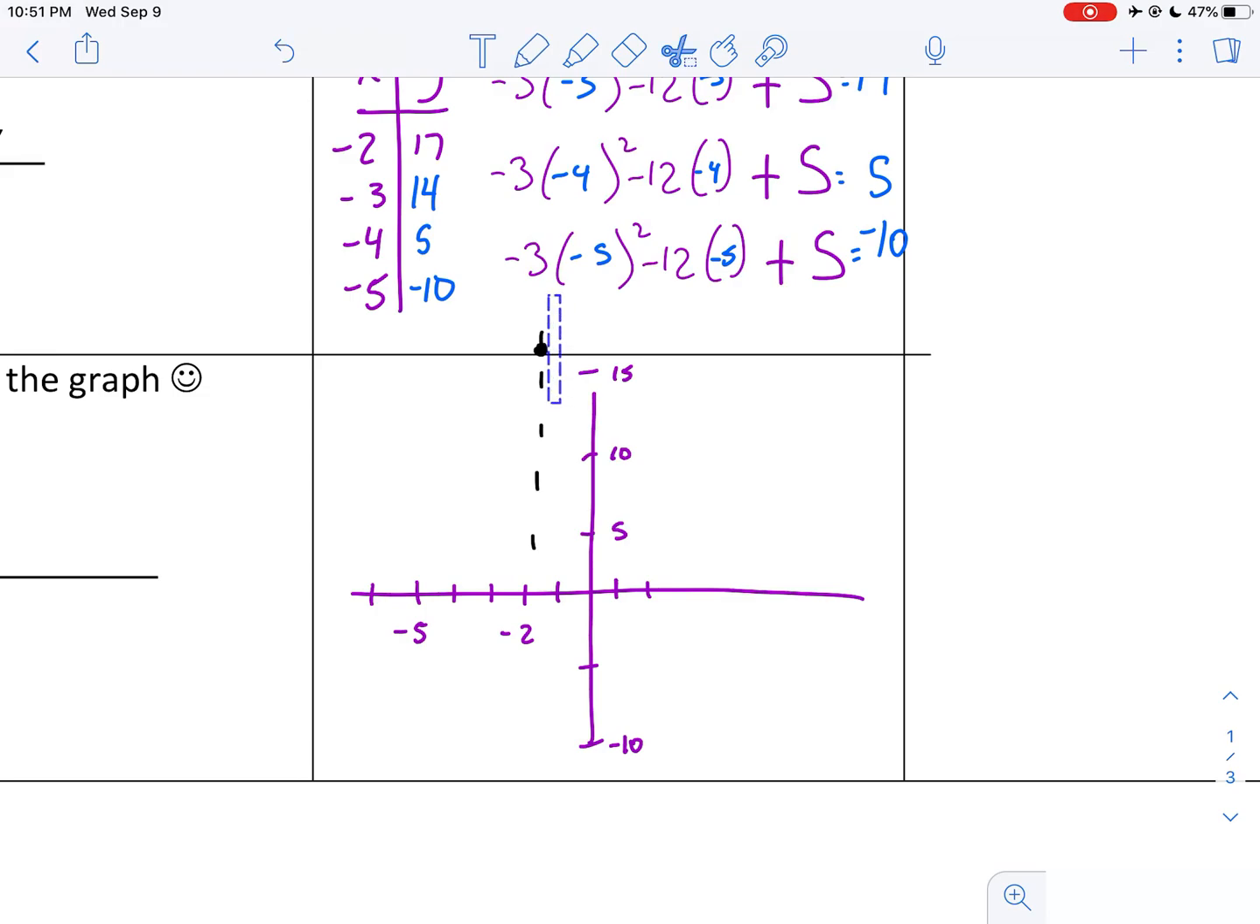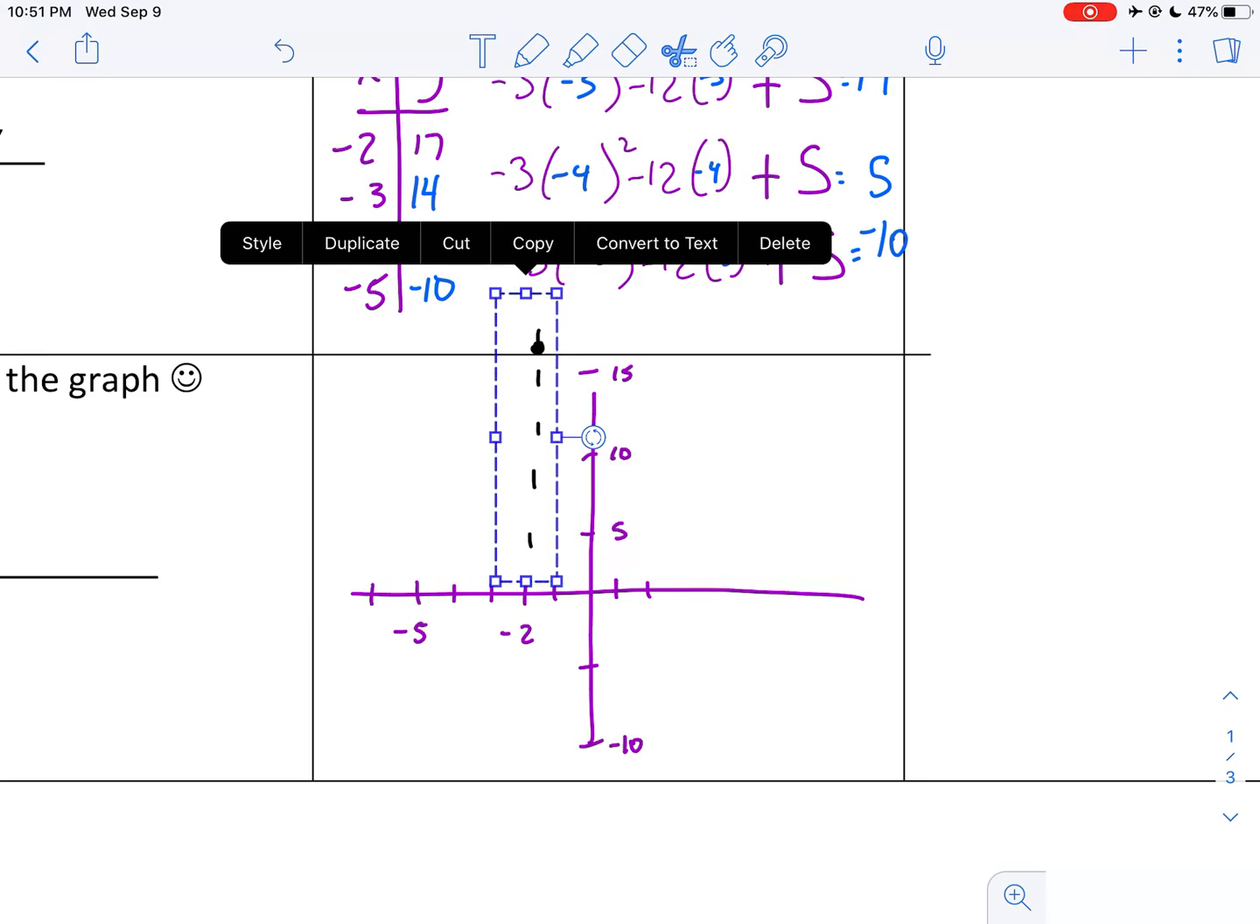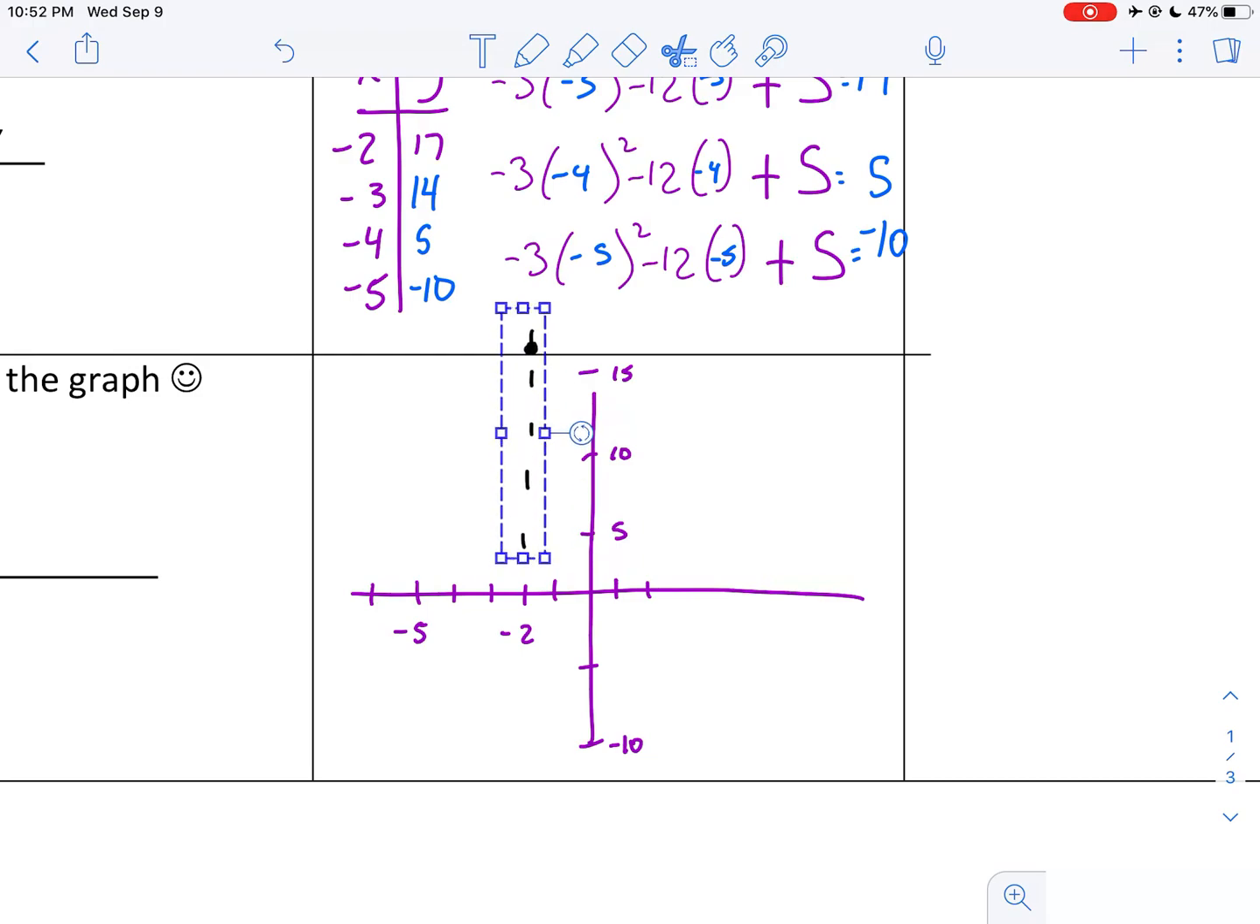Ooh, a little bit off. So that's my axis of symmetry. I've got another point here at negative 3, 14. Negative 4, 5. And negative 5, negative 10. And now we can reflect those. So I just need to put 1 this direction, and then 2 this direction, and then 3 this direction. All right. So the graph should look something like that.